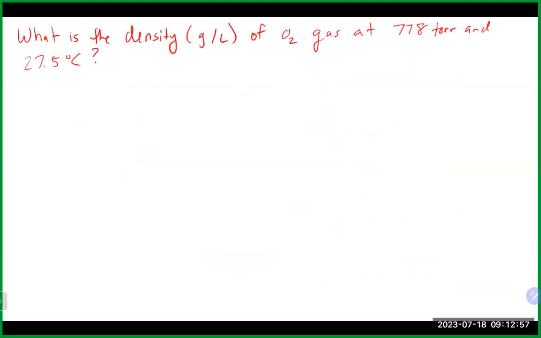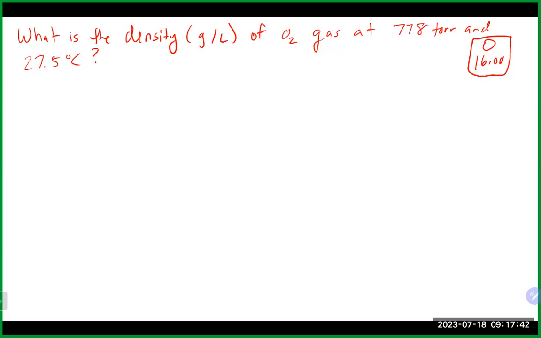Try this one here. What is the density in grams per liter of oxygen gas at 778 torr and 27.5 degrees Celsius? Let's see what you come up with here. Okay, let's take a look at this one. So once again, if you're looking for the density here, you can use the previous equation to plug and chug into it.